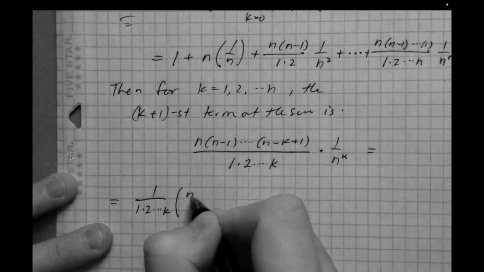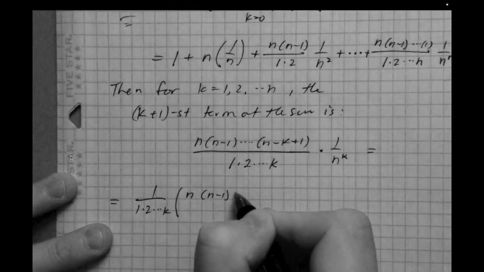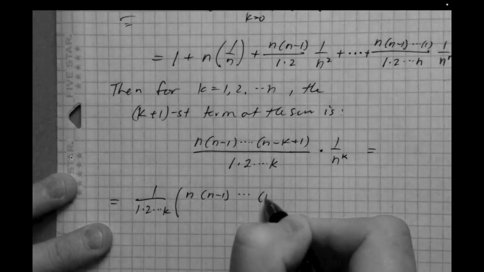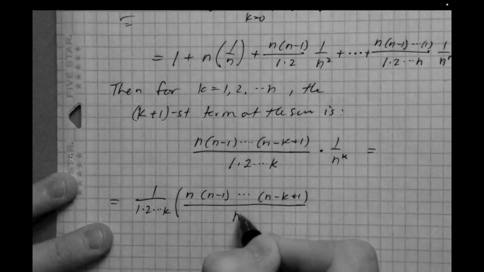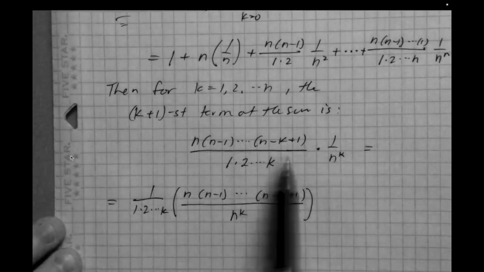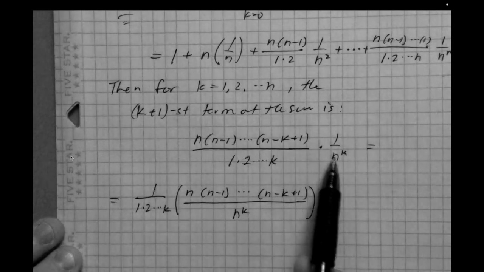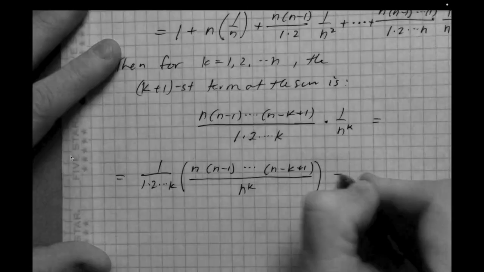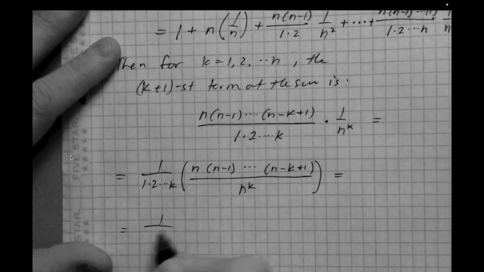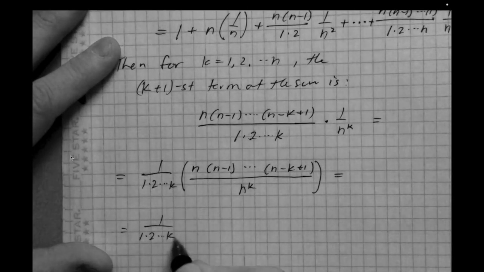Okay, and then here what I'd have is n times n minus 1 dot dot dot times n minus k plus 1, all of that over n to the k, right? So basically just kind of shuffled this piece out and brought this guy here in. Okay, and I can break this product up, again, just leaving this alone out here.